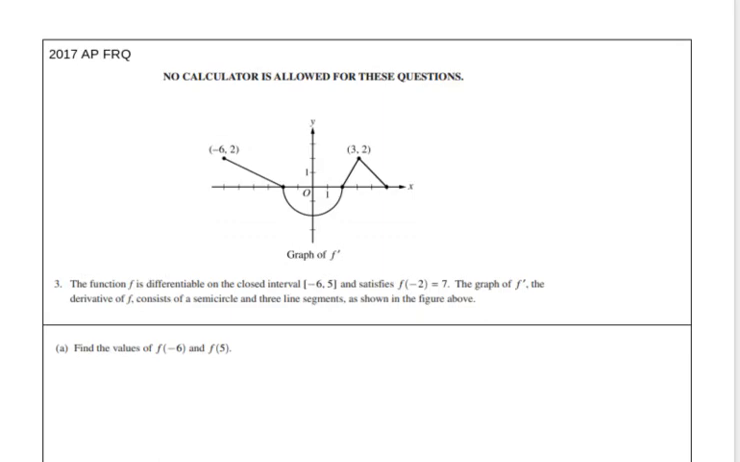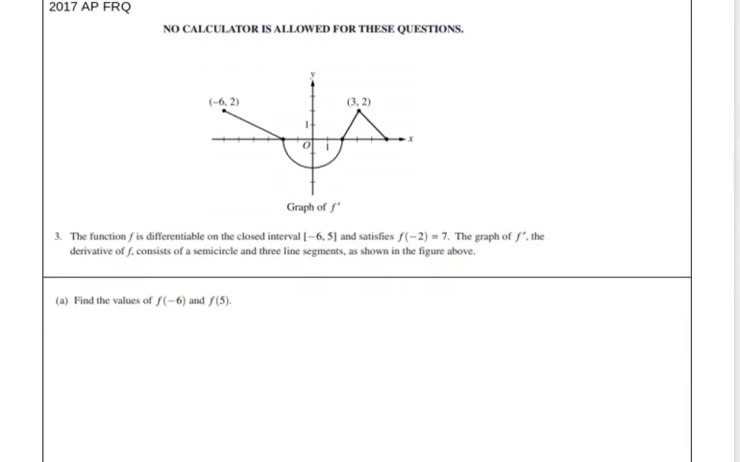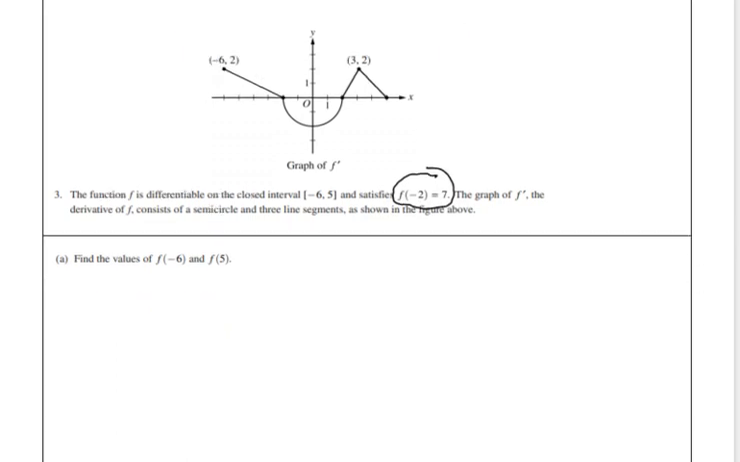Everybody, this is the 2017 AP FRQ number 3. So in this problem, we're given the graph of f prime. It says that f is differentiable on the closed interval from -6 to 5 and satisfies f of -2 equals 7. And we've got the graph of f prime here. So in part A, it asks us to find the values of f of -6 and f of 5.